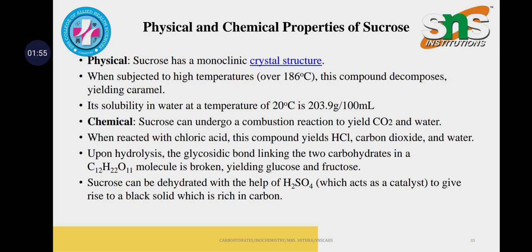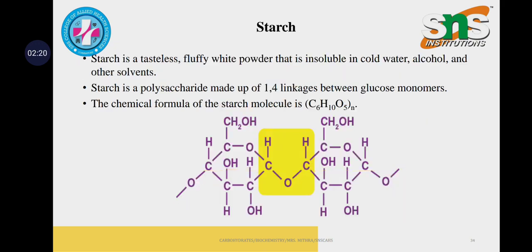And for chemical properties, it undergoes a combustion reaction to yield carbon dioxide and water, and when reacted with chloric acid, this compound yields hydrochloric acid, carbon dioxide and water, and it can be degraded with the help of sulfuric acid, which acts as a catalyst to give rise to a black solid which is rich in carbon.